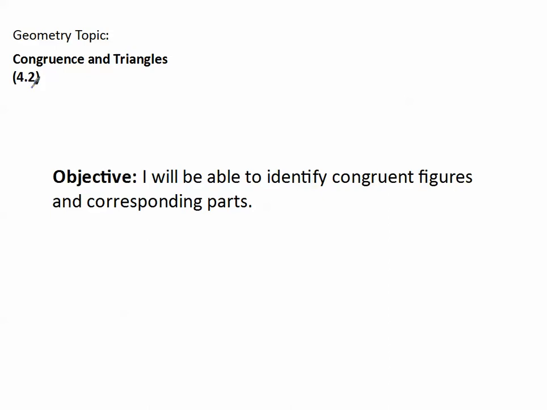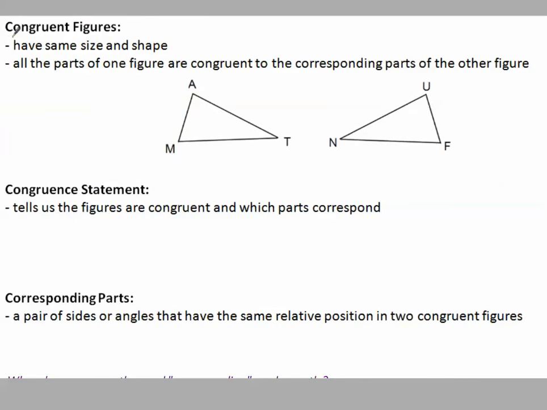Our objective in 4.2 is to be able to identify congruent figures and corresponding parts. Congruent figures are figures that have the same size and shape. All of the parts of one figure are congruent to the corresponding parts of the other figures. So what that means is, here are two congruent triangles.